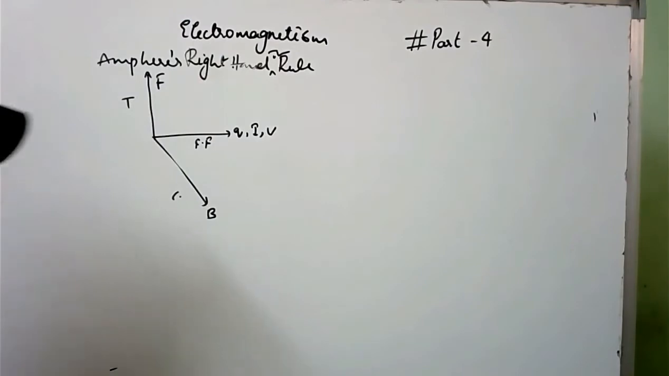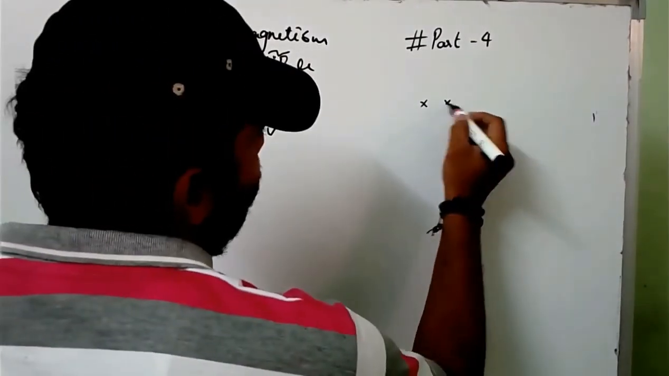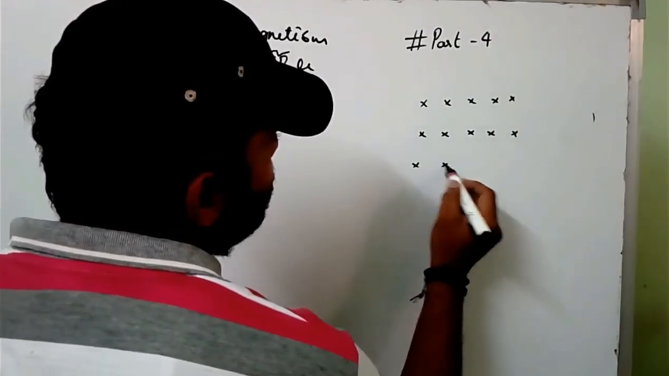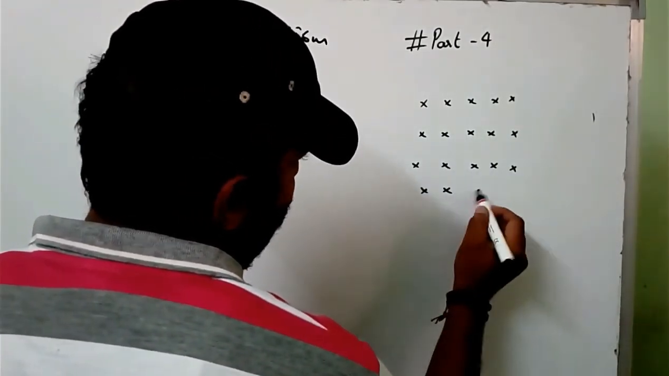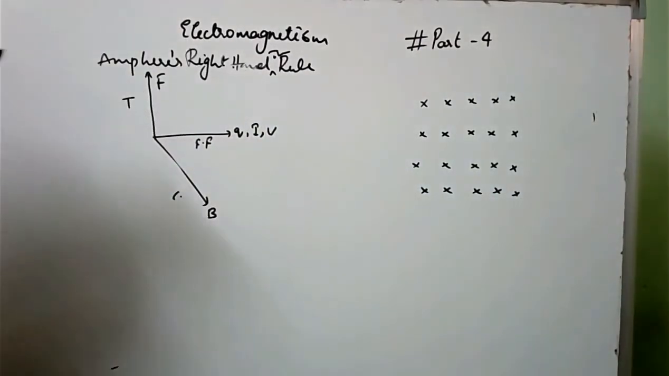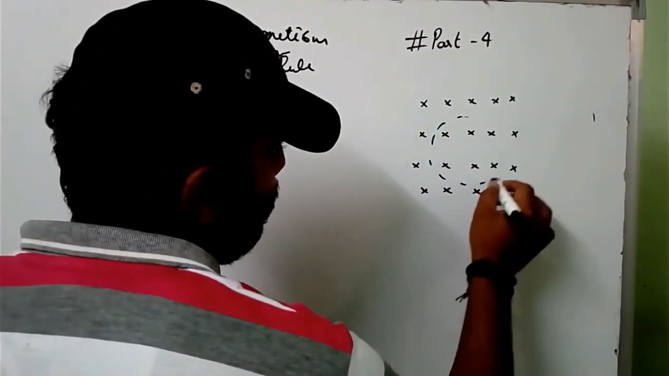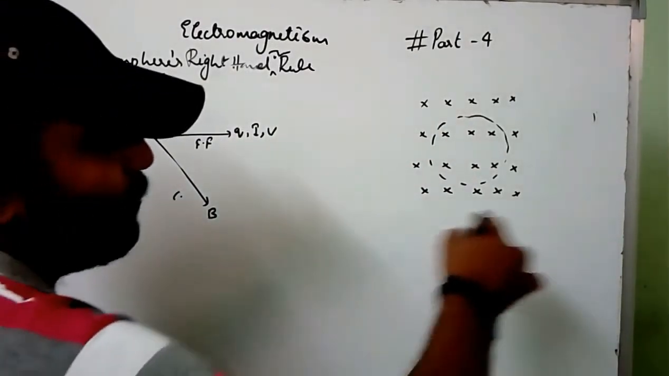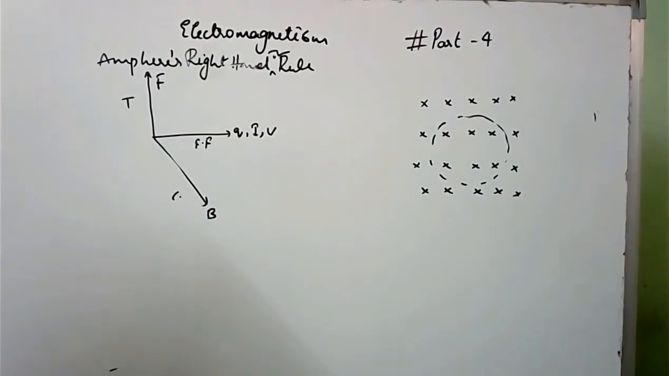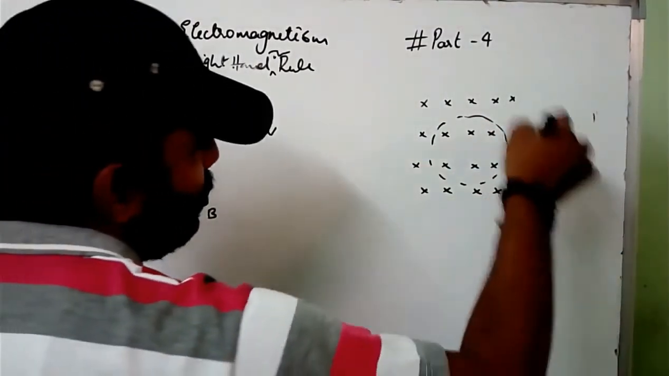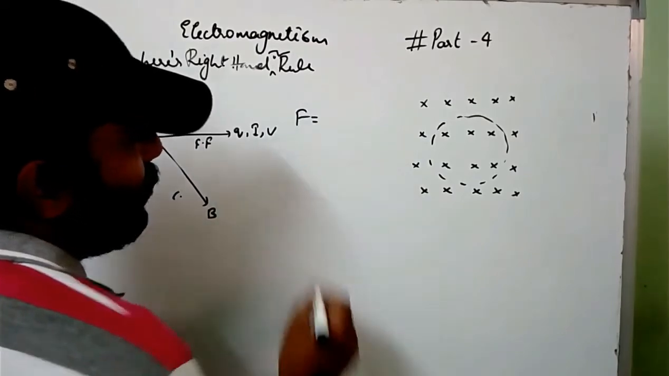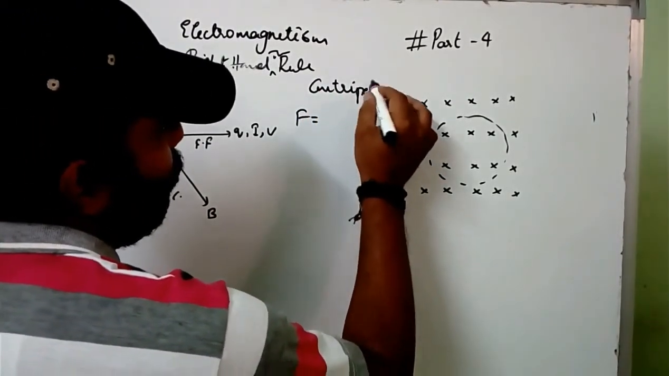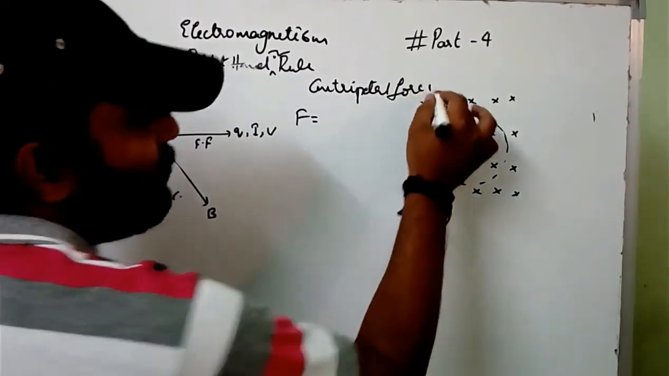Understood? Next, consider a magnetic field. The cross sign tells us the direction is into the page. A charge is moving in a circular path in the magnetic field. If a charge wants to move in a circular path, what is the force required? It is only one force, called the centripetal force.